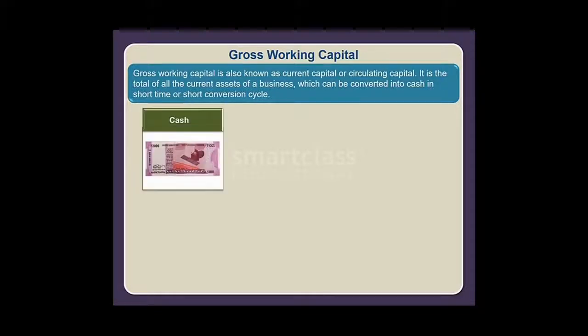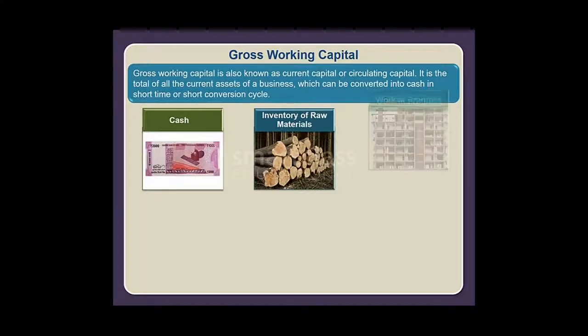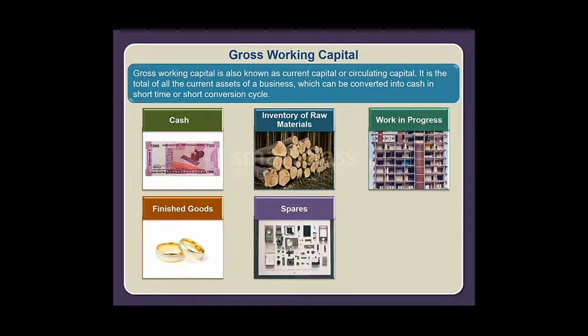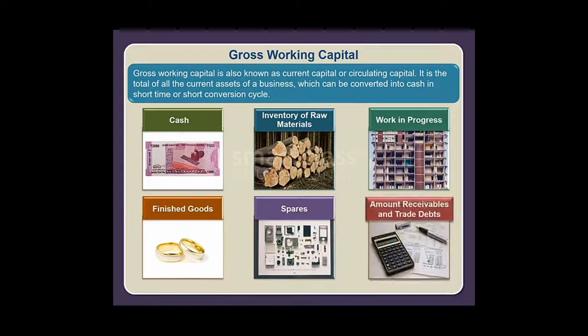Gross working capital. Gross working capital is also known as current capital or circulating capital. It is the total of all the current assets of a business which can be converted into cash in short time or short conversion cycle. The examples of current assets are cash, inventory of raw materials, work in progress, finished goods, spares, etc. It also includes amount receivables and trade debts.